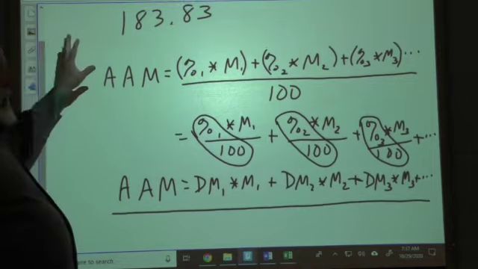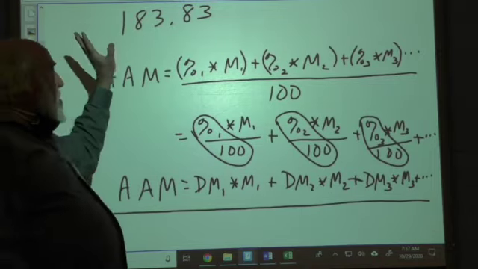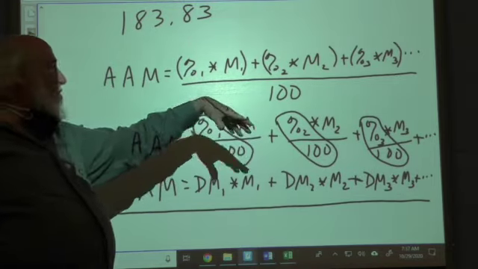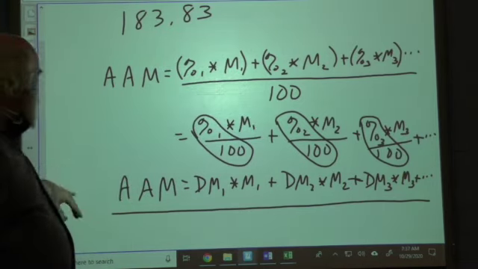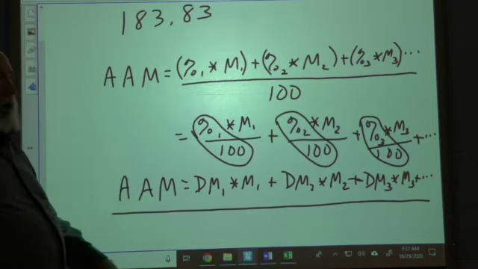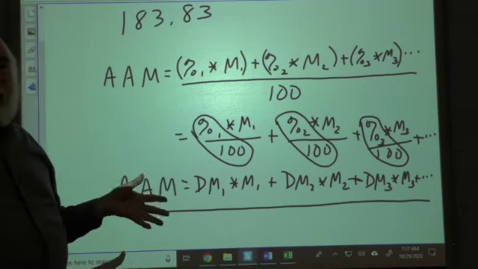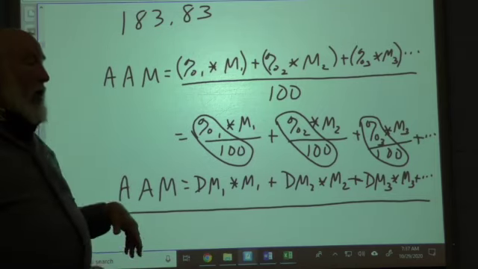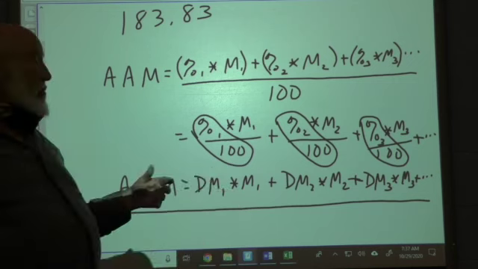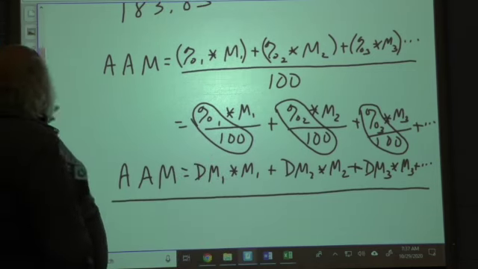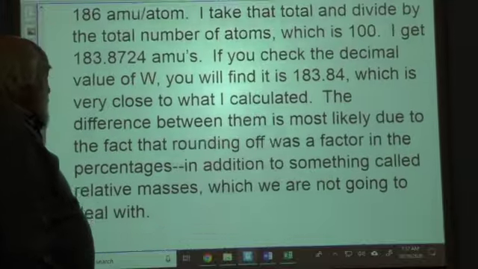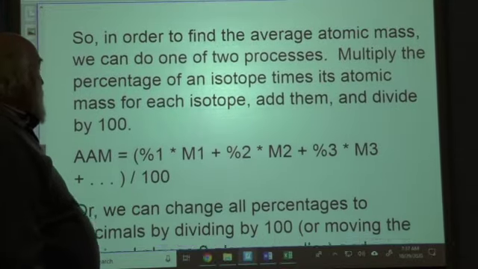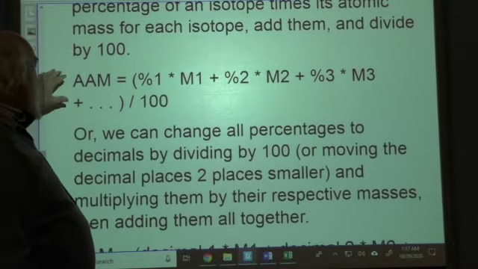You can do it either way. You just go ahead and leave the percentages as they are, multiply by the masses of each isotope, and then divide that total answer by 100. Or you can do it this way. Either way is fine. I don't really care as long as you get the right answer and show me the process that you use. Okay? So, let's go back to this. So, this is the written out form of this.